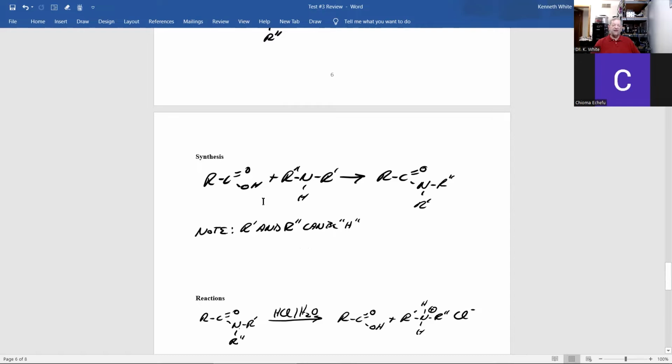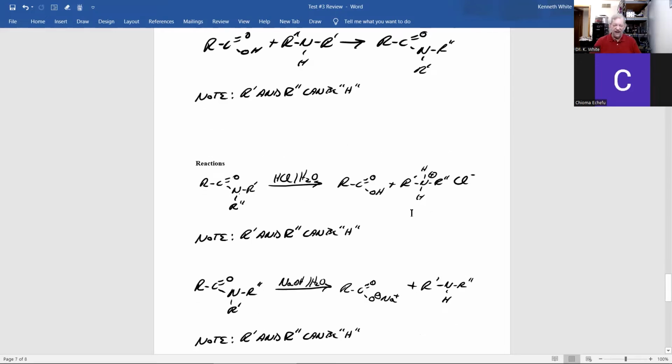How do you make an amide? You react a carboxylic acid with an amine, primary or secondary, or ammonia. R prime and R double prime can be hydrogen. If they're both hydrogen, that's ammonia, NH3, and you get an amide.